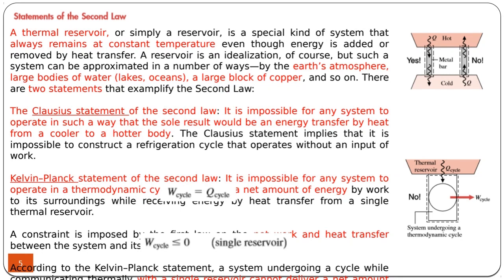There are two statements relating to second law. The first of the statements is Clausius statement. The second statement is Kelvin-Planck statement. According to Clausius statement, it's impossible for any system to operate in such a way that the sole result would be an energy transfer by heat from cooler to hotter body. It means that if you want to move heat from a cooler body to hotter body, it's necessary to add some work. This is what happens inside the refrigerators.